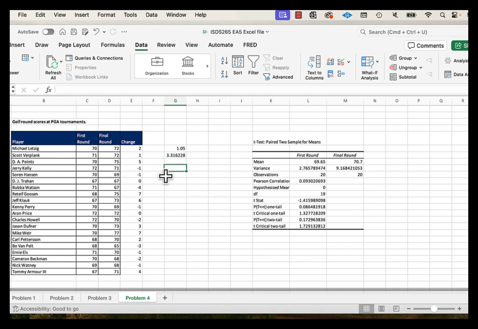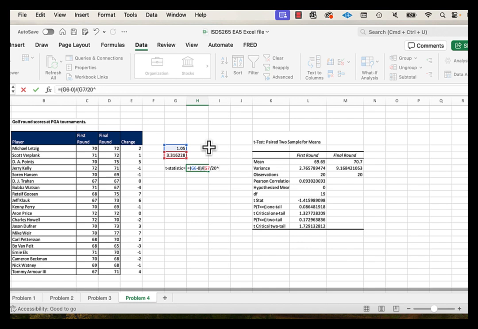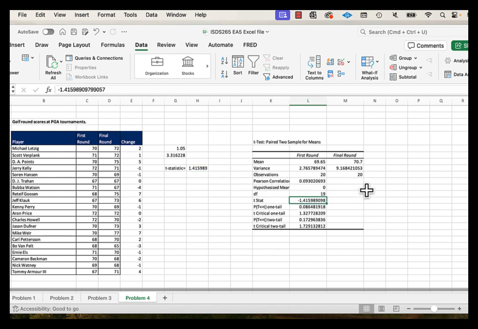So our t-statistic equals this 1.05 minus 0, divided by the sample standard deviation divided by the square root of the sample size, which was 20, so 20 raised to the 0.5 power, and there is our test statistic. And notice that 1.415989 matches up with what we have right over here.